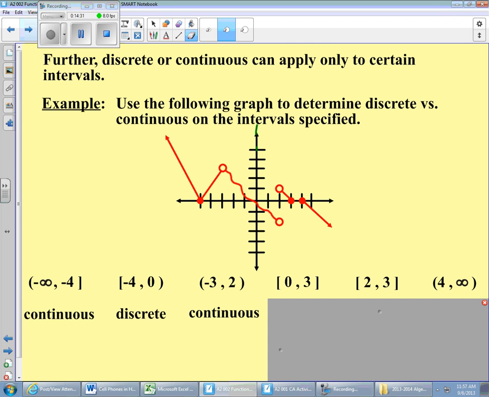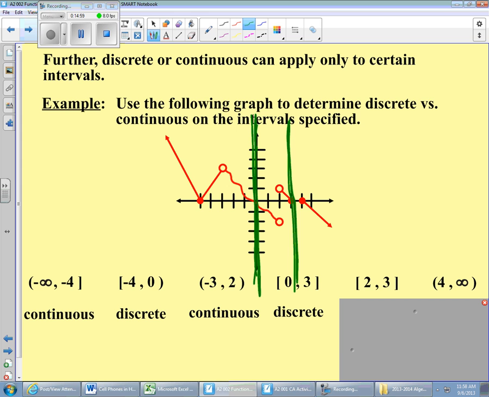Let's look at the next one. We're going from the origin to +3, including both of those locations. We have a major problem there at x = 2. The graph does split. It jumps in different places, and that's not the end of the world that it does split at +2, but it is the end of the world for this question because there is no value there at +2. So we would have to label that one as discrete.